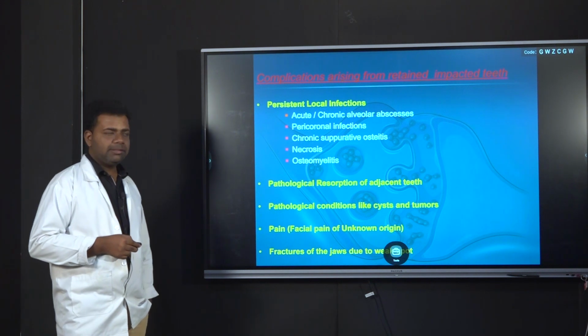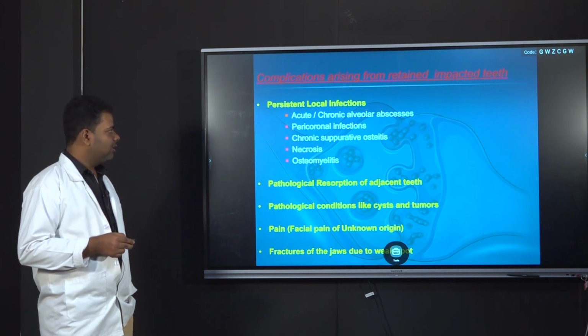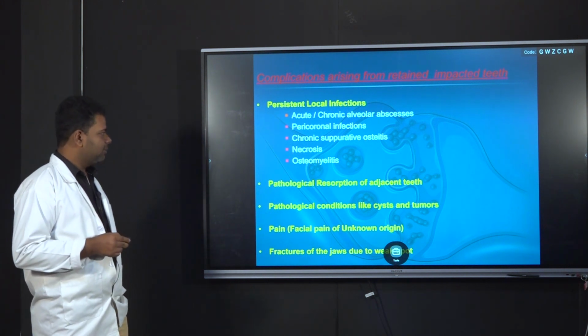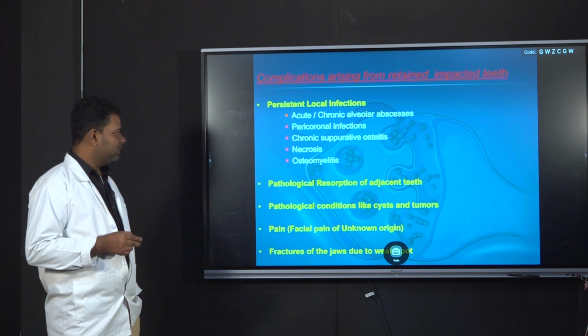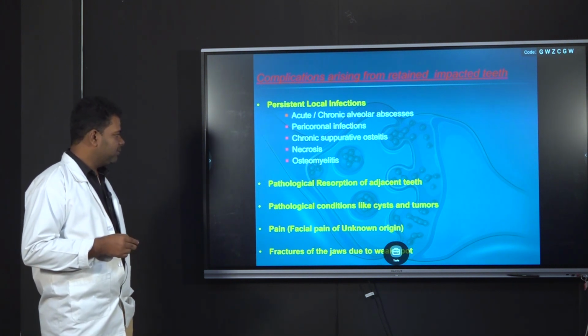If we don't remove the impacted teeth, even if there is acute or chronic inflammation, it can result in acute or chronic alveolar abscess from pericoronitis, and also chronic suppurative osteitis. Necrosis of the bone can also form, and finally it can lead to osteomyelitis.